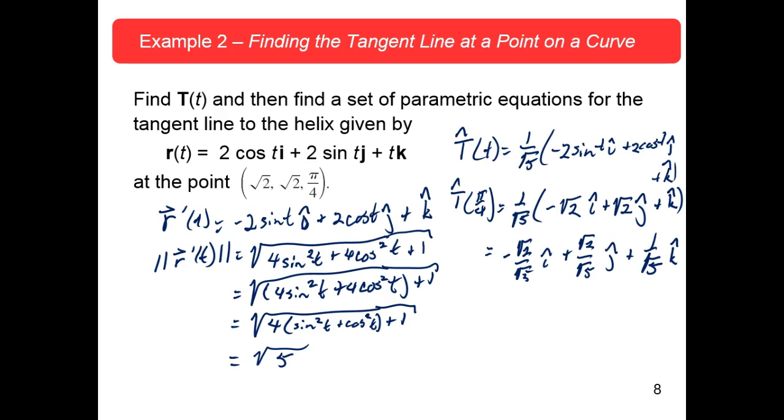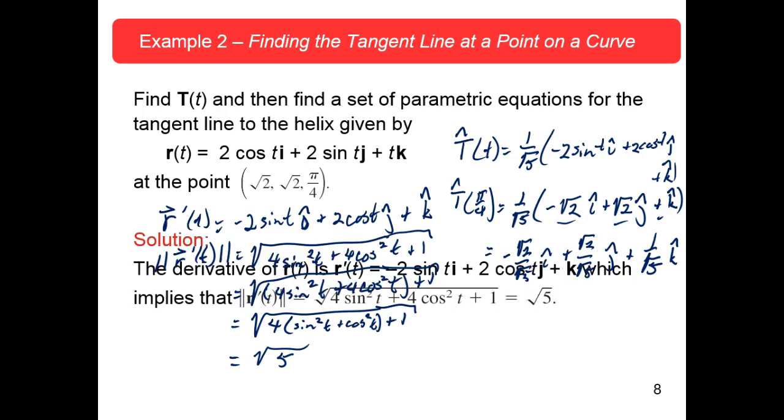Now, they use just these numbers, root 2, root 2, 1. They said direction numbers, and the point is root 2, root 2, pi fourths. You can obtain the parametric equations given the parameter s. Not using t, they've already used t up in the original problem. You don't want to confuse those. Make up a new parameter, and they chose s, which is perfectly fine.